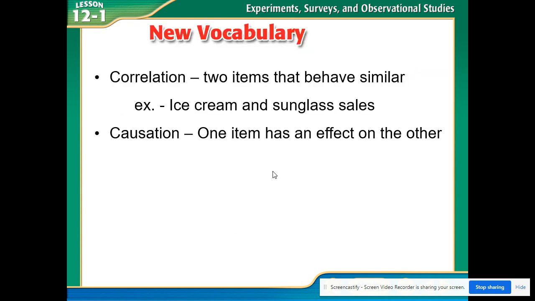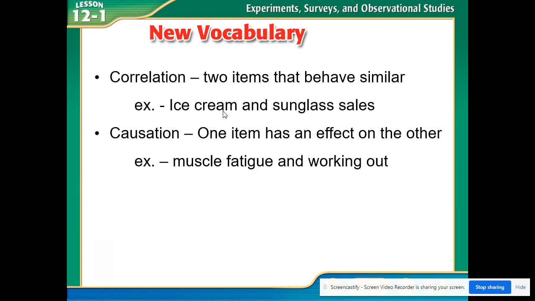And then correlation versus causation. A correlation is two items that behave similarly, like ice cream and sunglasses sales. If you plotted them over the course of months, they seem very similar. Ice cream is sold a lot more in the summer. Sunglasses are sold a lot more in the summer. Why is that? Because it's hotter out. People are outside more. They just happen to have a correlation between each other. They seem very similar. Okay, one does not cause the other though.